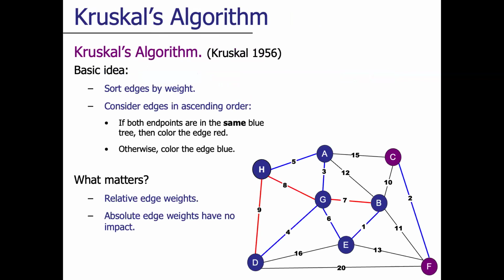We can go through the Kruskal algorithm to test this conclusion, right? If we look at the Kruskal algorithm, the basic idea is that we are going to sort the edges by weights, right? And then we'll consider the edges in ascending order. If both endpoints of the edge are in the blue tree, we just color the edge red. Otherwise, we color the edge blue, right? If we go through these procedures, you will realize only relative weight matters, right? The absolute weight of edges has no impact at all.